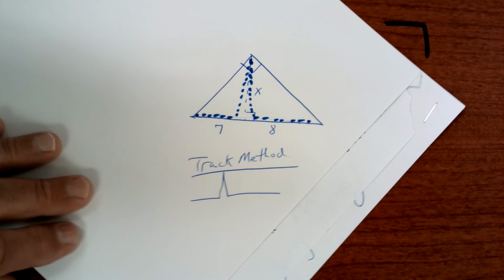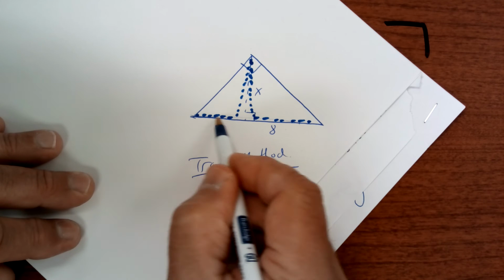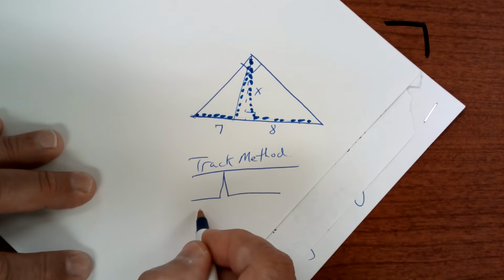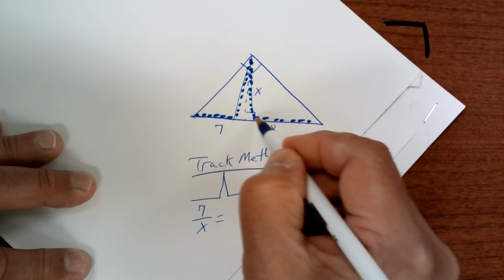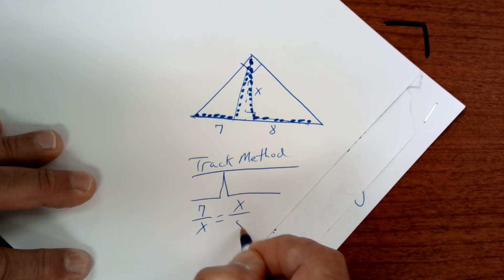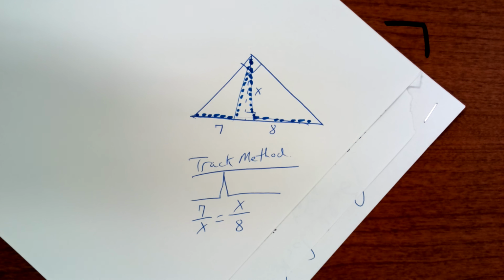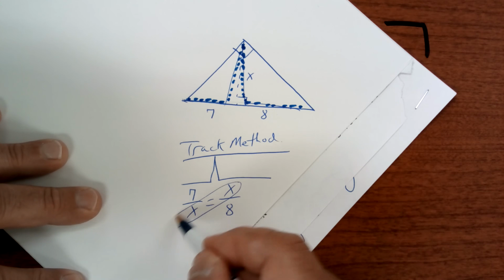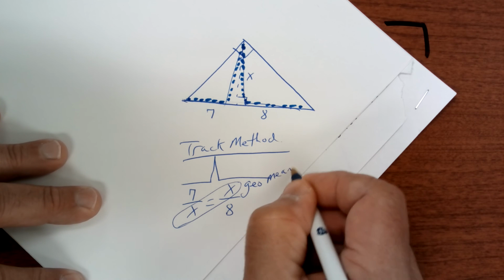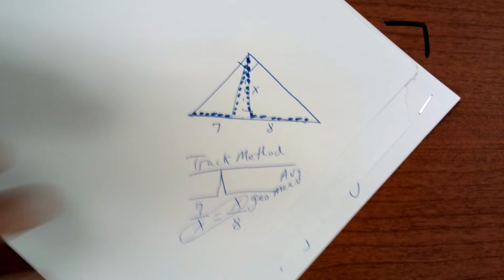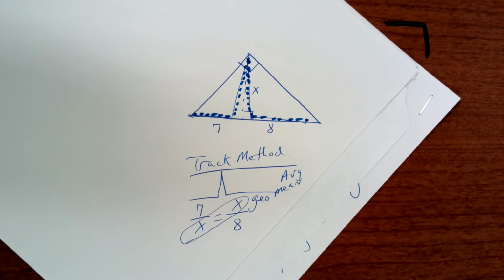So what you're going to do is say 7 over x equals, and then you come down, x over 8. And this is called the geometric mean right here. These should be the same. So put geo mean. And you know the word mean means average. It's an average. And that's really all we need to know. If you want to look it up, you can.